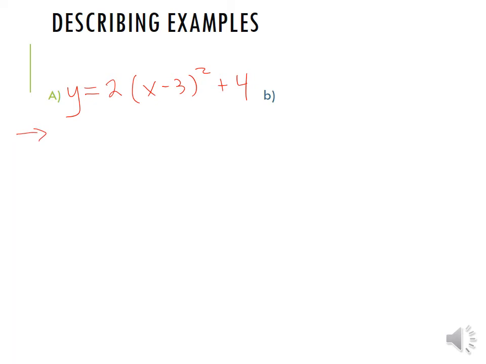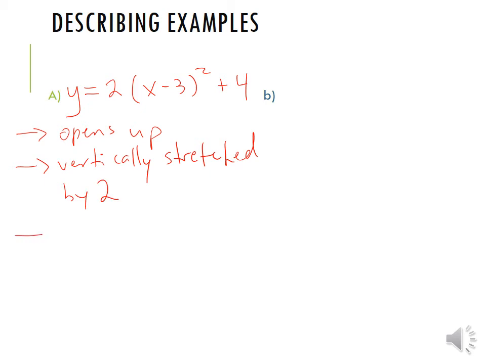So the first thing that we encounter is our a value. It is positive, which means opens up. And the actual value of the a is 2. And since that is bigger than 1, we say vertically stretched by 2. And that's just from yesterday. So we've done this, now we're on to this.